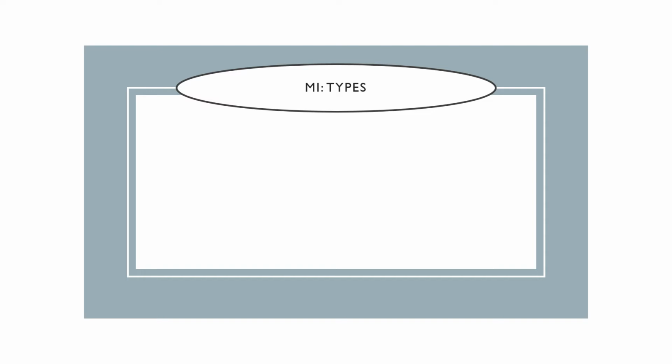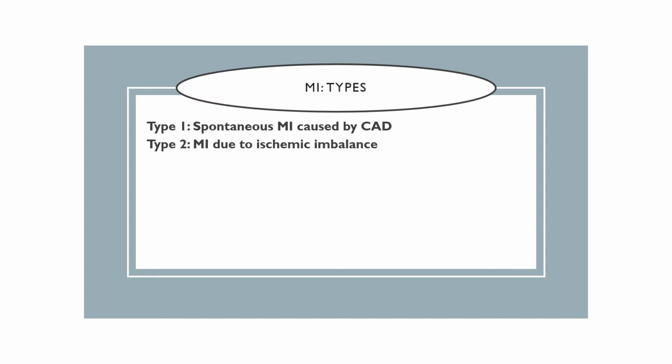Another way to think about it is by MI types. There are 5 types of MI, but type 1 and 2 are by far the most common. Type 1 is a spontaneous myocardial infarction caused by atherothrombotic coronary artery disease, and is what we classically define as acute coronary syndrome. Type 2 is an MI due to ischemic imbalance due to a condition other than coronary disruption.